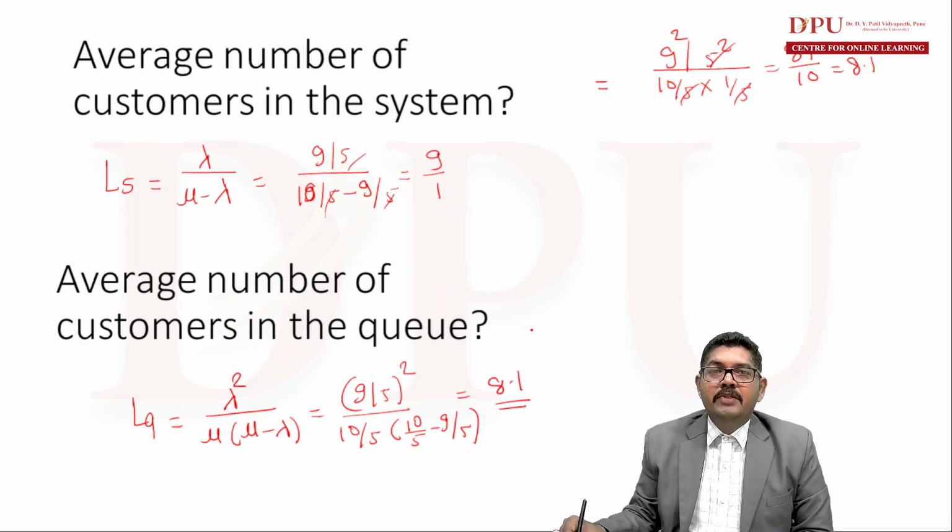LS means the number of customers in the system. So this includes the number of customers who are in the queue as well as the number of customers who are being served. And the length of queue, LQ, means the number of customers in the queue only.